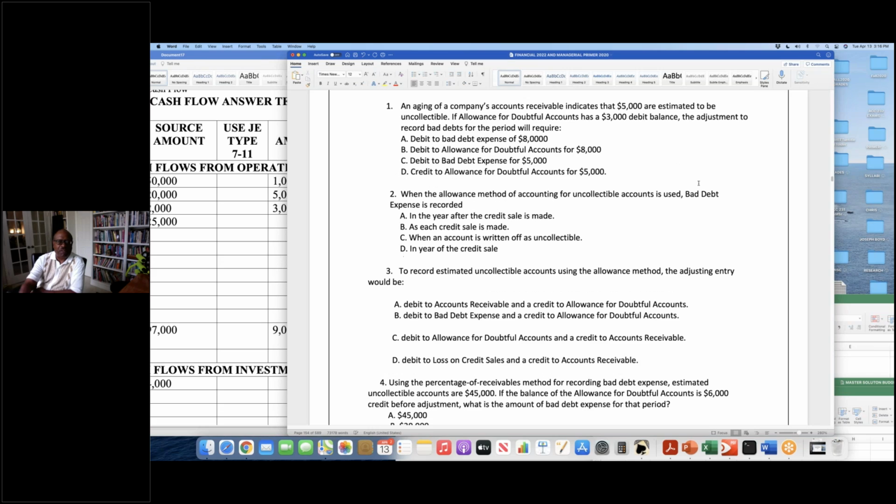Let's look at the first one. An agent of the account indicates that 5,000 are estimated to be uncollectible. If the allowance account has a 3,000 debit balance, the adjustment to record the bad debt for the period will require which one of those answers? Wouldn't that be B? No. But how come it's not B?